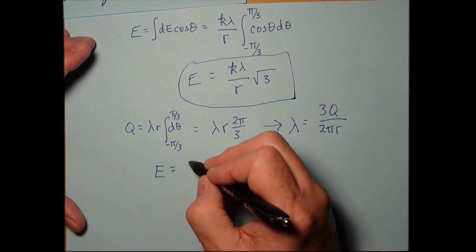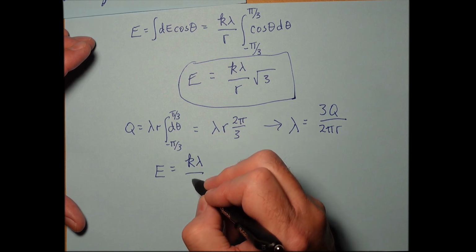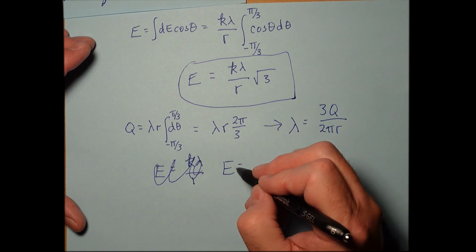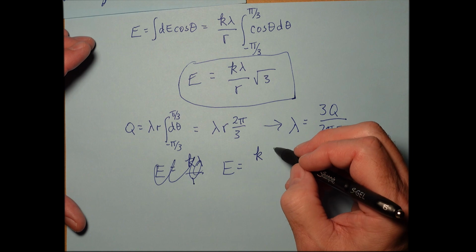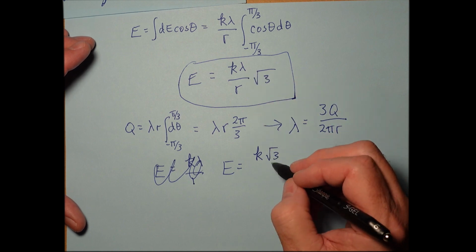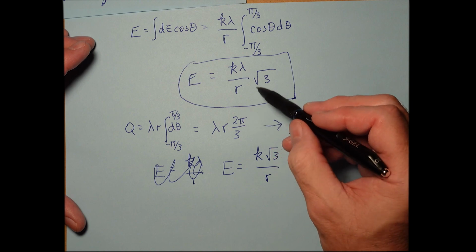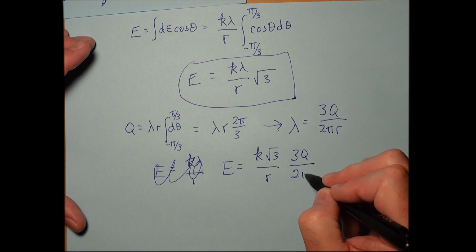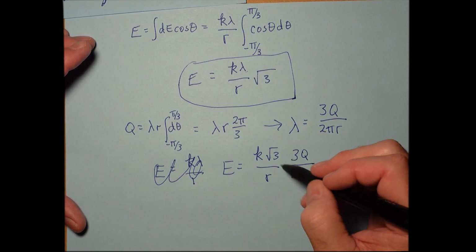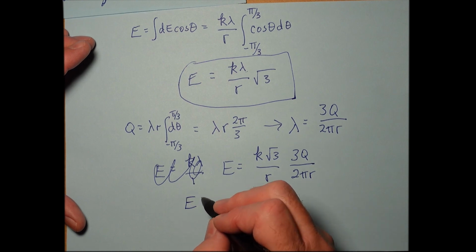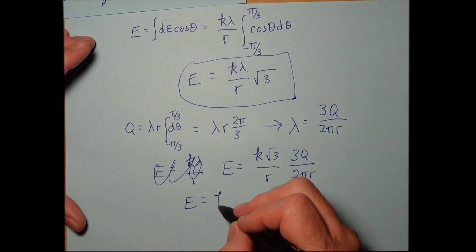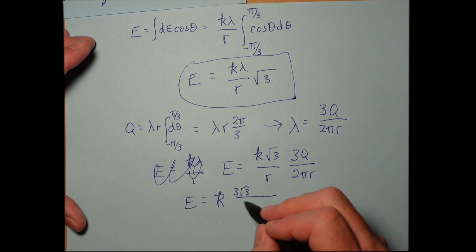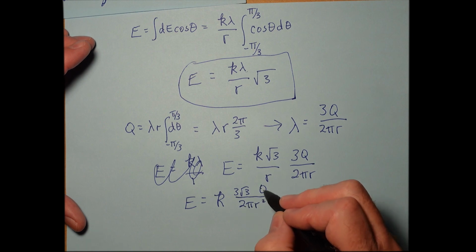E equals k lambda over, oops, didn't want to do that, sorry. E equals k, let's put that square root of 3 up there over r. And now this lambda becomes 3 big Q over 2 pi r. I'm going to rearrange the terms here a little bit just to write E is equal to k times 3 square root of 3 over 2 pi r squared times big Q.